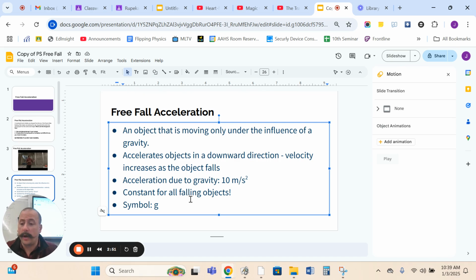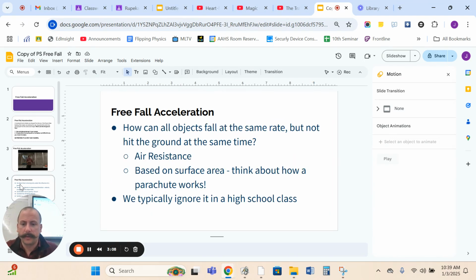It doesn't matter what object it is, whether it's a tiny paperclip or a big, heavy tank shell. If I let them go, they fall exactly the same, just like you saw in the video that you were supposed to have watched on your first assignment.